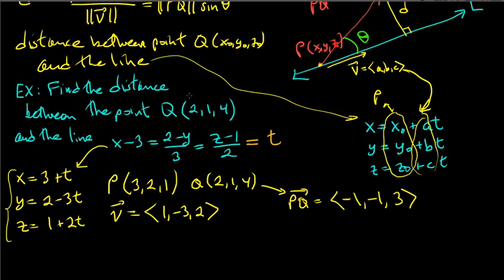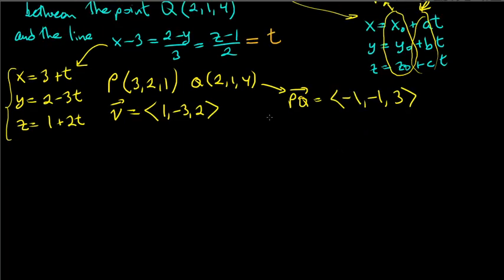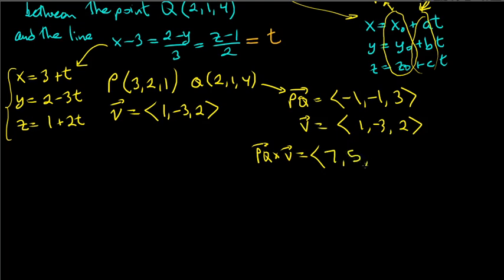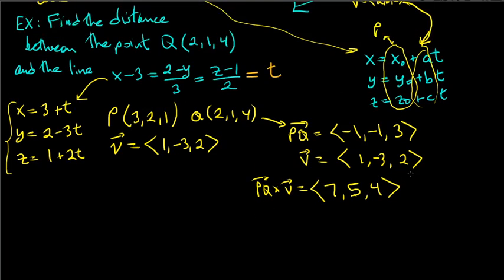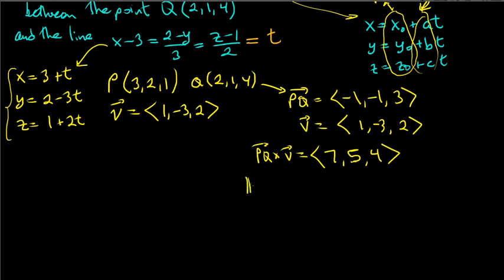So now we take the cross product with V. So maybe I should write V underneath. And now we can take the cross product. Right, so negative 2 plus 9 is 7. 3 plus 2 is 5. And 3 plus 1 is 4. So we get 7, 5, 4 as the components of the vector PQ cross V. But remember, we only need the magnitude of that. So now just take the magnitude.